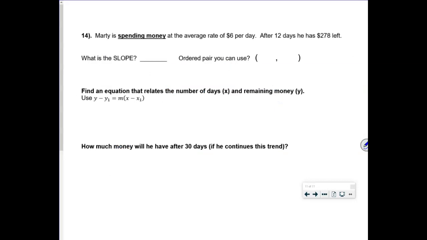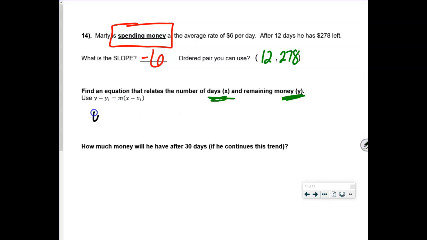All right, Marty, spending money still. Now, why would a math teacher underline and bold something in a word problem? Spending money. Yeah. So they're losing money. Thank you. So what's your slope? -6. Thank you. What's the ordered pair sitting here? Now, yes, and be careful. They did say days followed by money in that particular order. So 12 days, $278.